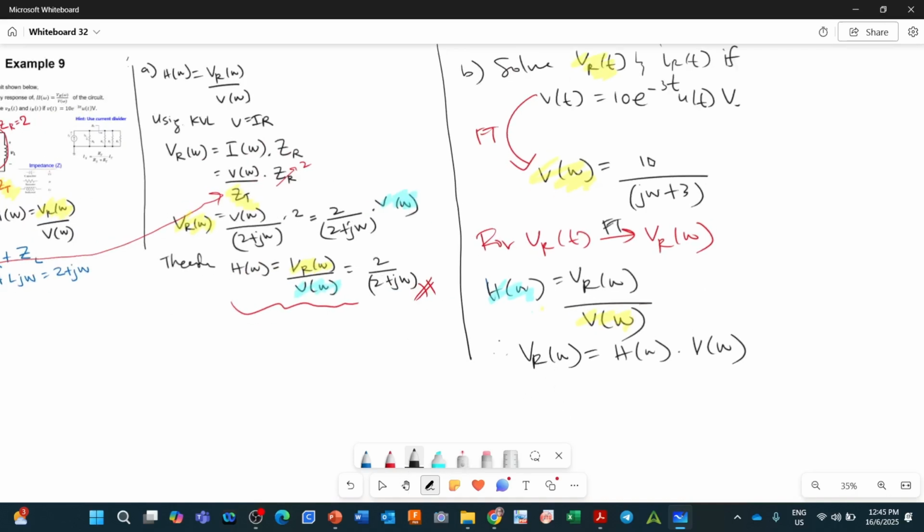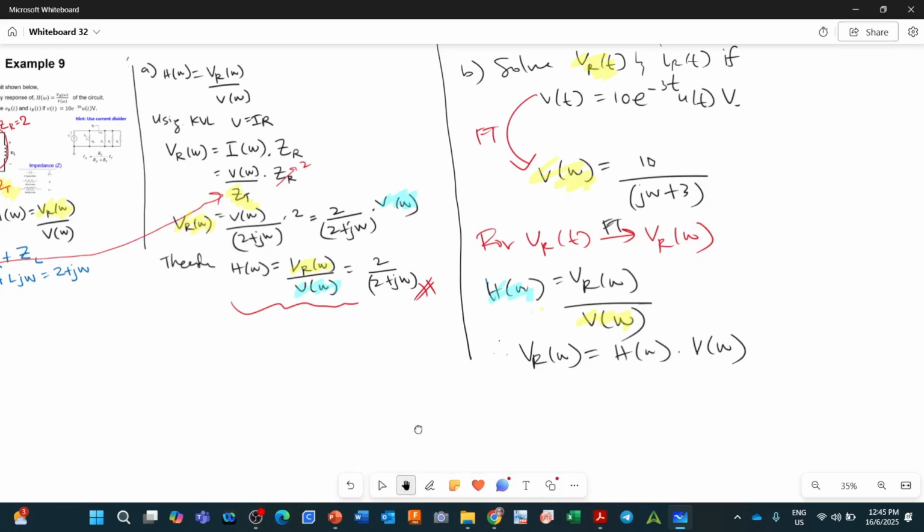Can follow? For any equation, you need to know the basic equation V equals IR, then rearrange it and you get the answer. Okay, so the question, again I repeat, asks you to solve for VR, meaning find VR. Right now we already know that the equation for VR equals H omega times V omega.